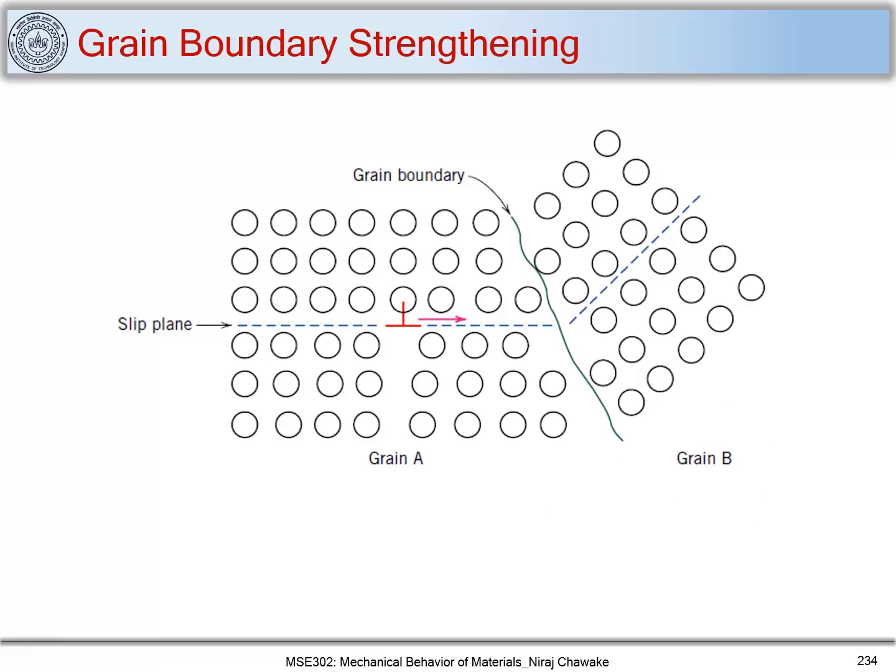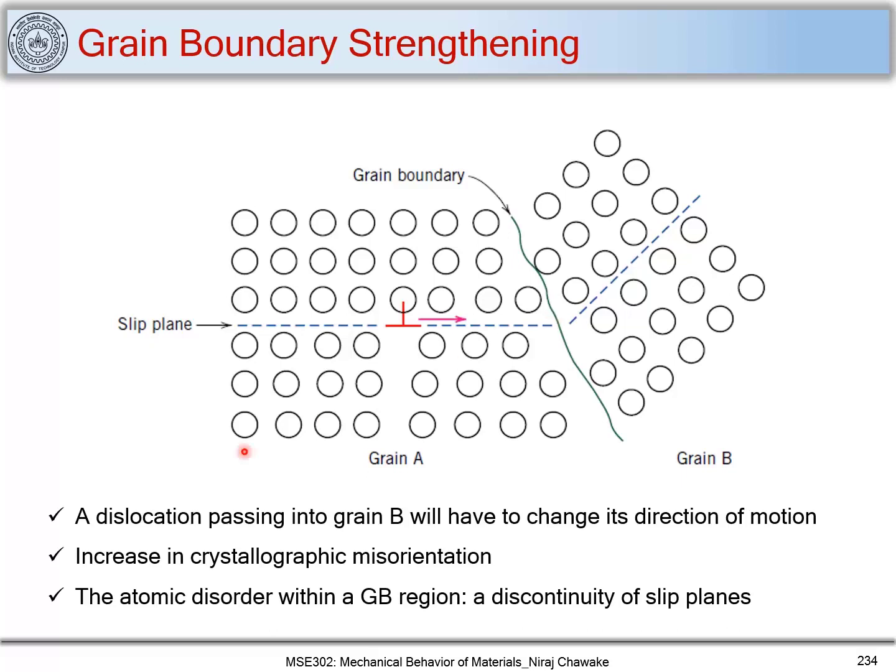Now, why does it act as an obstacle? Let's say you have this grain A and grain B. You can see there is a slip plane marked here and a slip plane marked here, and the boundary between these two grains is a grain boundary. Now consider this dislocation, gliding on the slip plane under the influence of stress. When it reaches here, what happens? There is a break in the slip plane, so it cannot glide further in this direction, and it requires more stress, and that will cause strengthening. A dislocation passing into grain B will have to change its direction of motion.